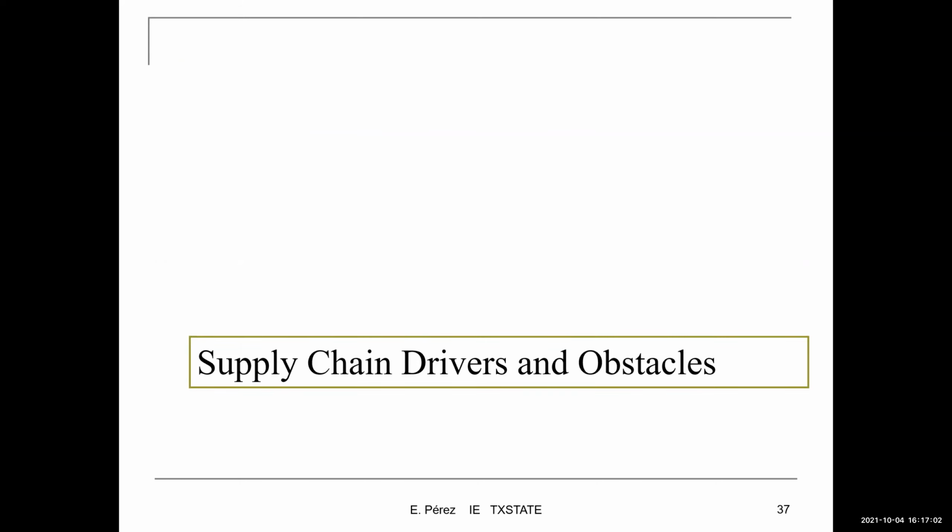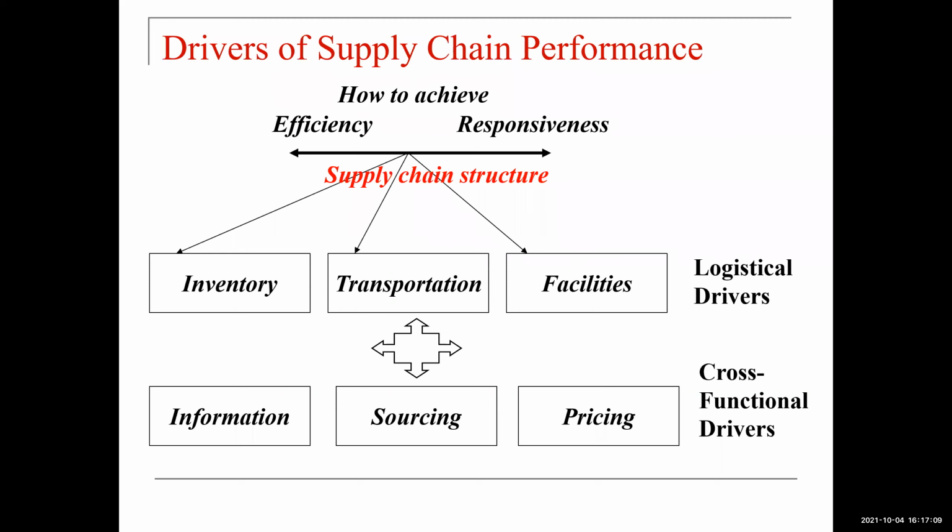The last piece is supply chain drivers and obstacles. In terms of how to achieve efficiency and responsiveness, we have the supply chain structure that involves inventory, transportation, and facilities. These are the logistical drivers. Then we have the cross-functional drivers that involve the information you need to make decisions, the sourcing, and the pricing.